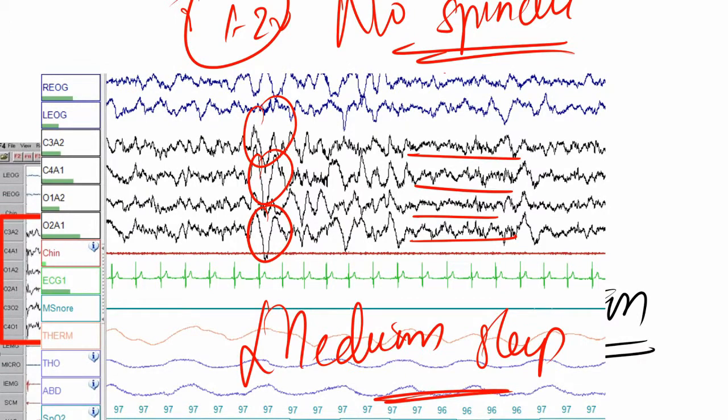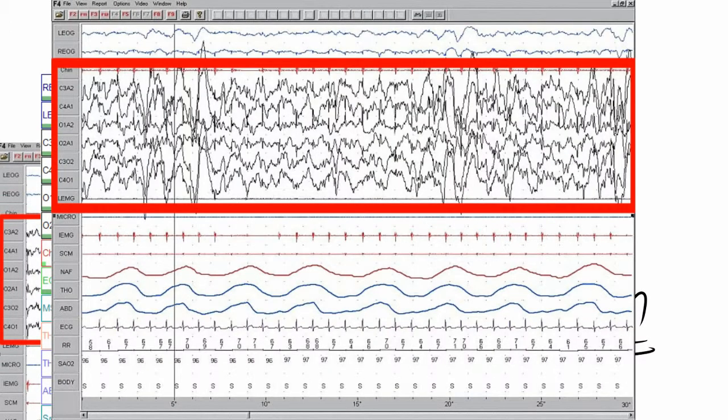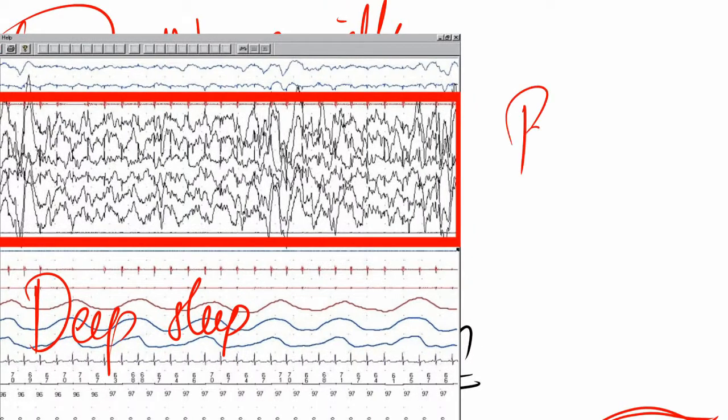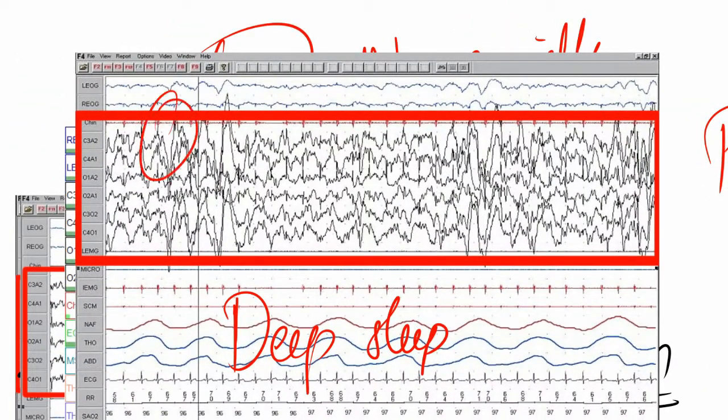And then when you enter the final stage, that is the deep sleep, you have prominent delta waves. And you can see how prominent the delta waves are. You can just keep on marking the number of delta waves here. So many delta waves, beautifully arranged, more prominent delta waves. Okay, that's it. You finished physiology of sleep.